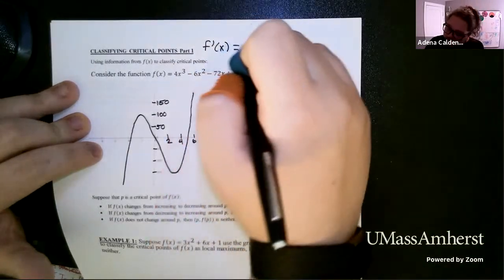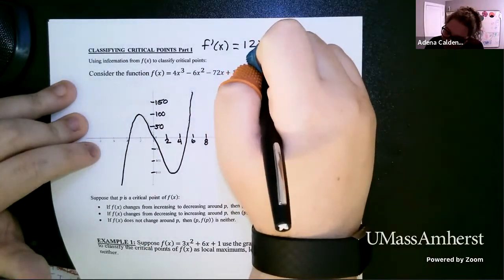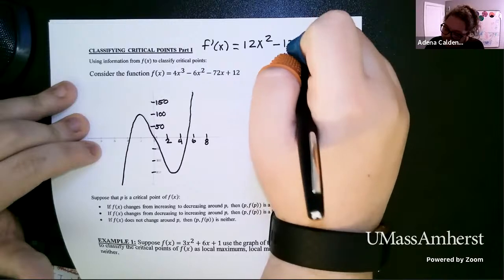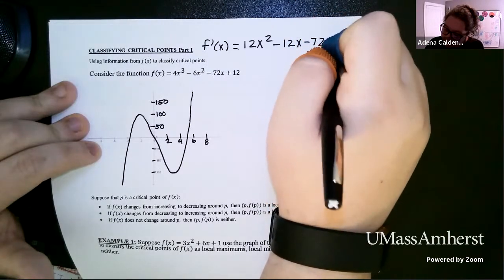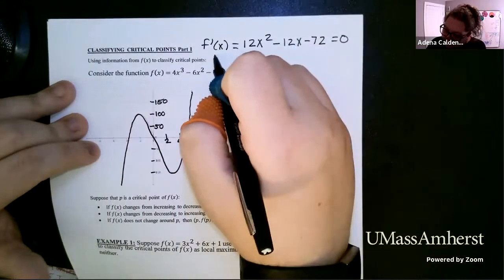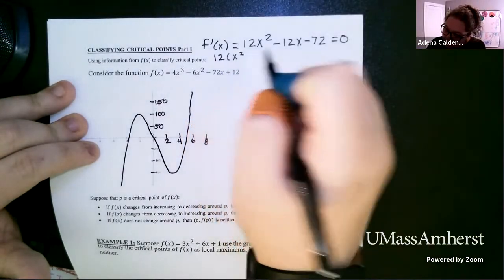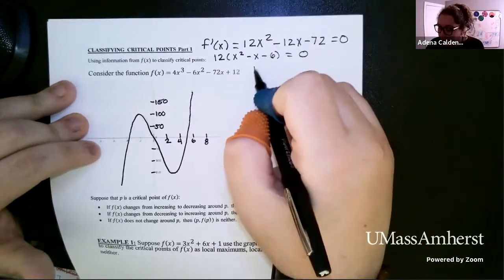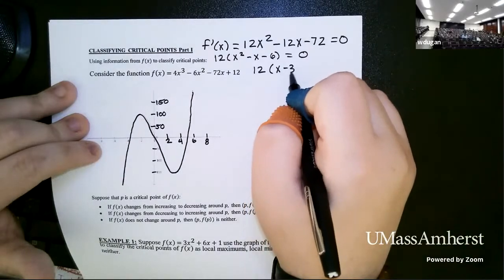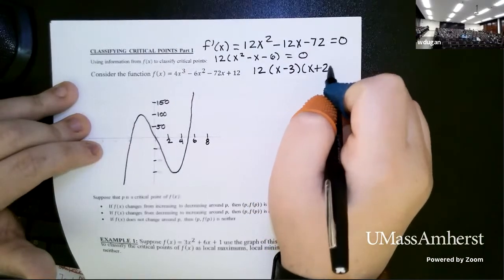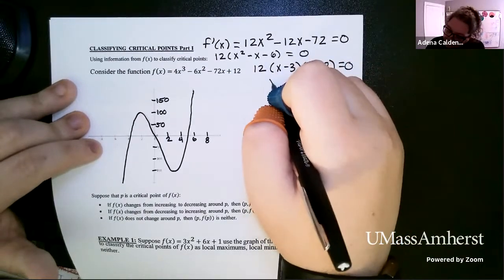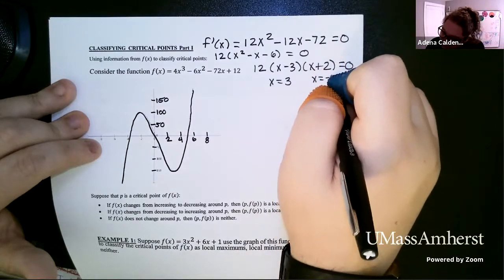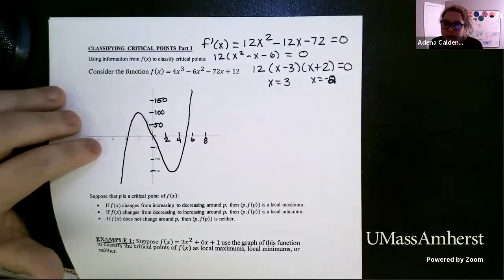Okay, so the derivative here is going to be what? It's going to be 12x squared, right? The 3 comes down to multiply the 4, minus 12x minus 72. I want to know, when does that equal 0? So I'm going to pull out the 12. So I have x squared minus x minus 6 equals 0. So I have x minus 3 and x plus 2. Okay. So we have x equals 3 as a critical point. Oh, and x equals -2 is a critical point.